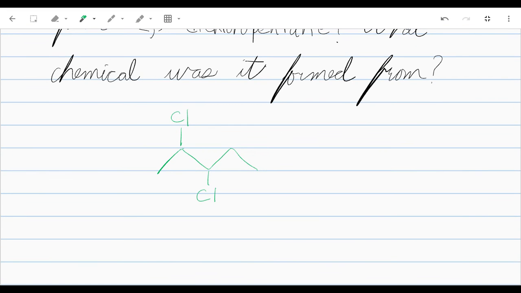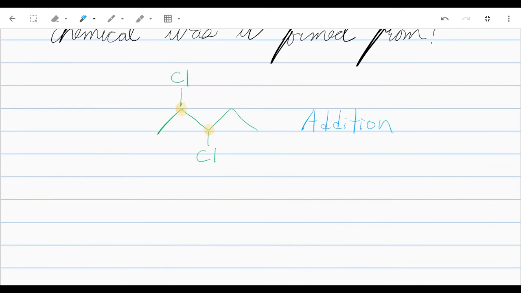So even though I've drawn these opposite of each other, what this shows us is that we have carbons that are adjacent that have become halogenated. So this got formed from an addition reaction. We know it's an addition reaction because the two sides have both been halogenated. That means that what happened was that a double bond got attacked.